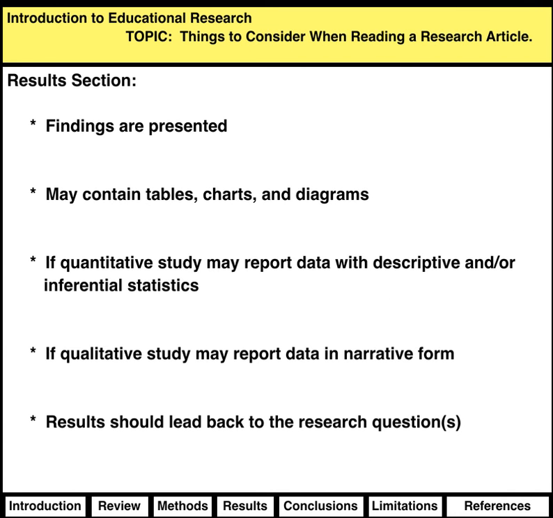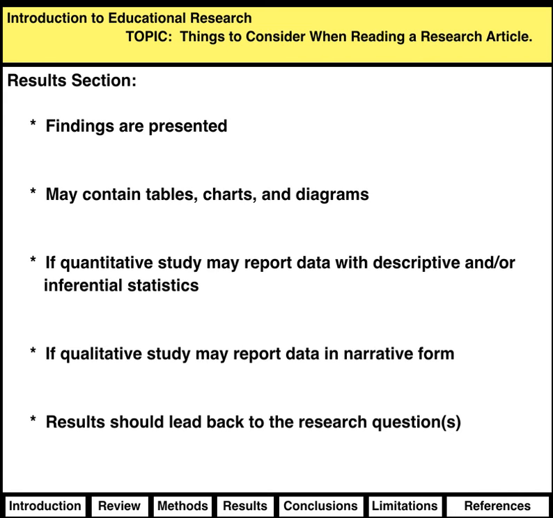This section is generally considered the most difficult section to read and comprehend, especially for those not familiar with descriptive and inferential statistics and hypothesis testing and procedures like that. Don't be so concerned about this right now. We'll cover these topics as the course progresses. As you can see, some criteria for a good results section are that the findings are generally presented in the results section, which, obviously, may contain tables and charts and diagrams.